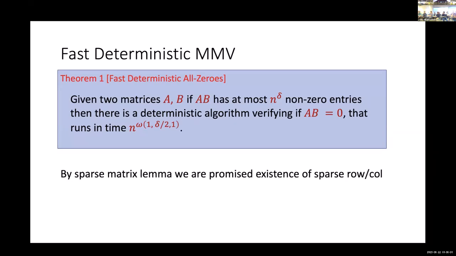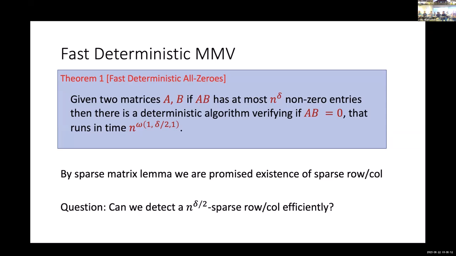And we can now apply our sparse matrix lemma, and we're promised that there must exist in my product one row or column that is n to the delta over 2 sparse. So the question now is just, can we detect such a sparse row or column? I give you AB, can I detect such a row or column? If I can do this, I'm done. Okay, so how do we do this?